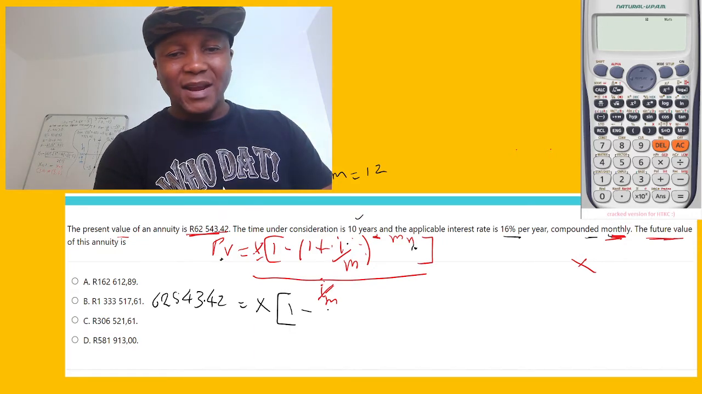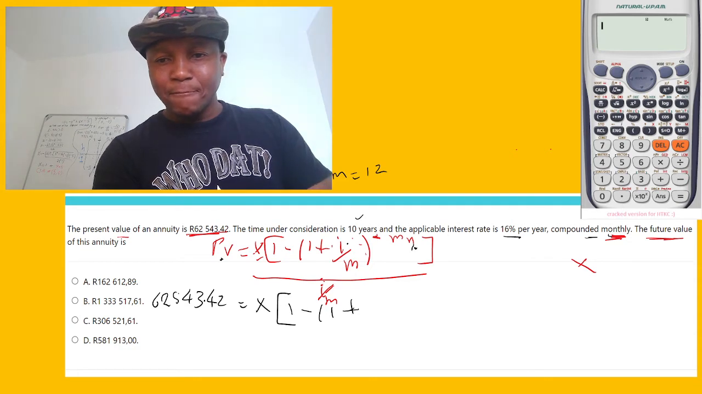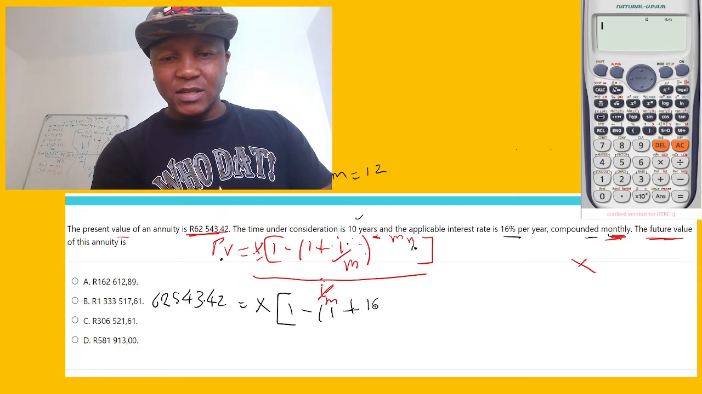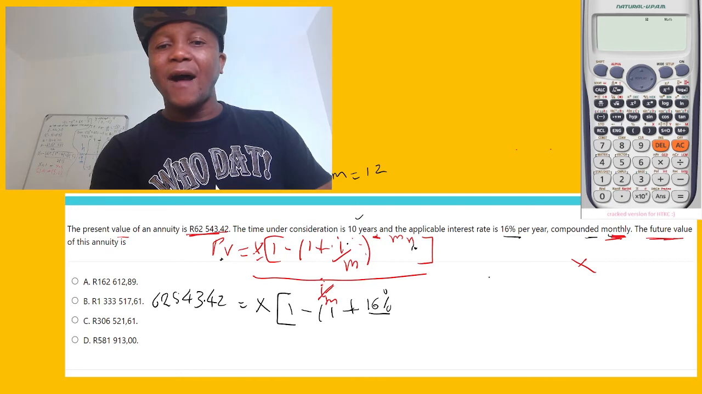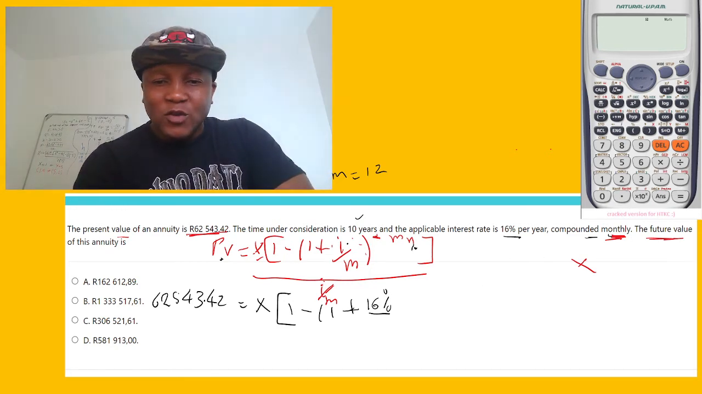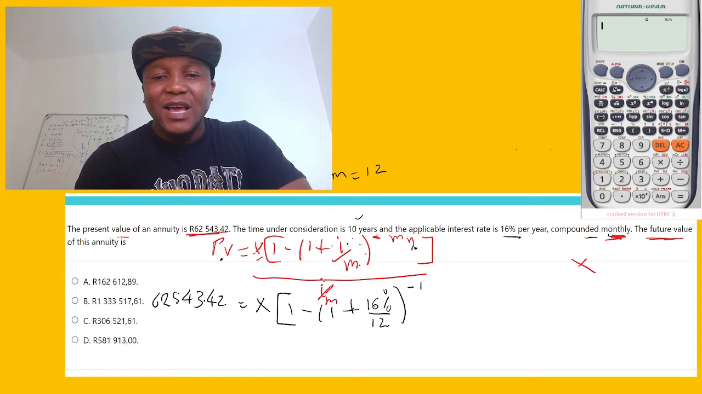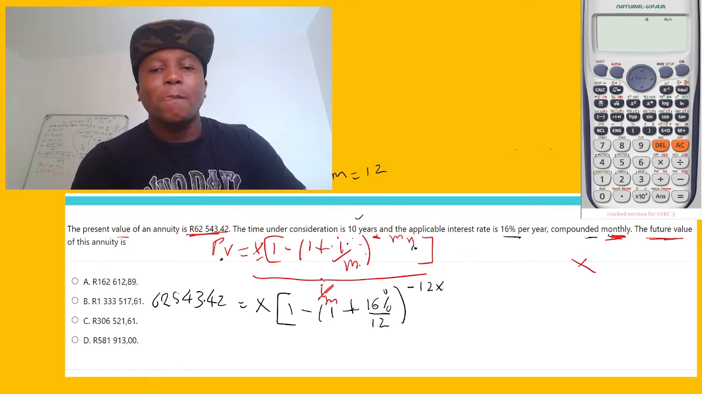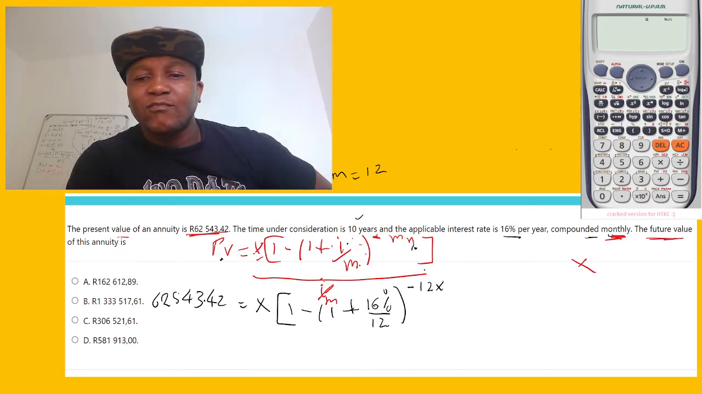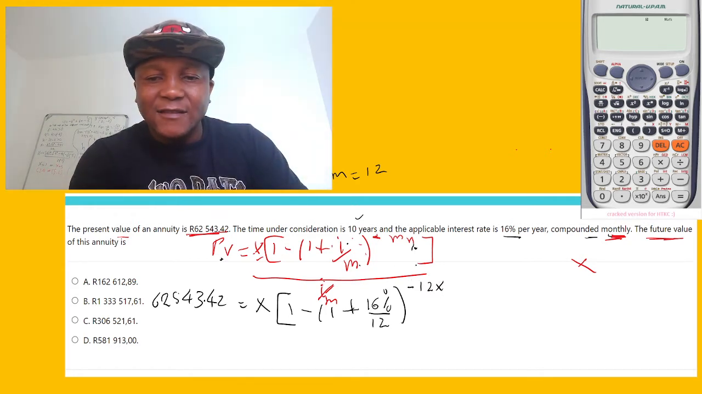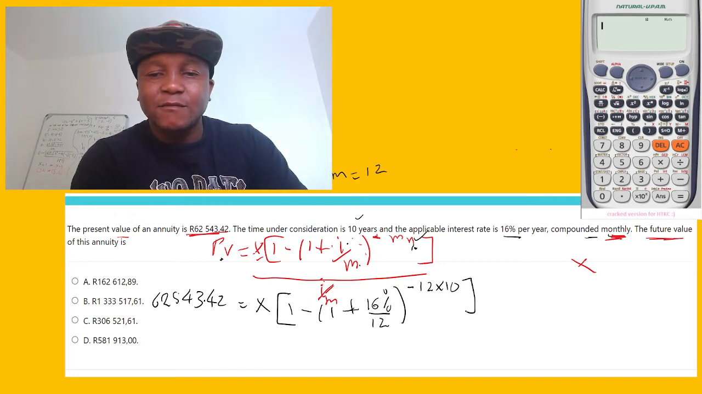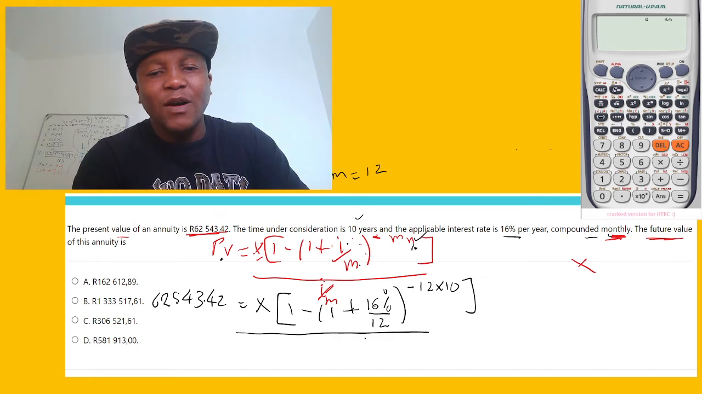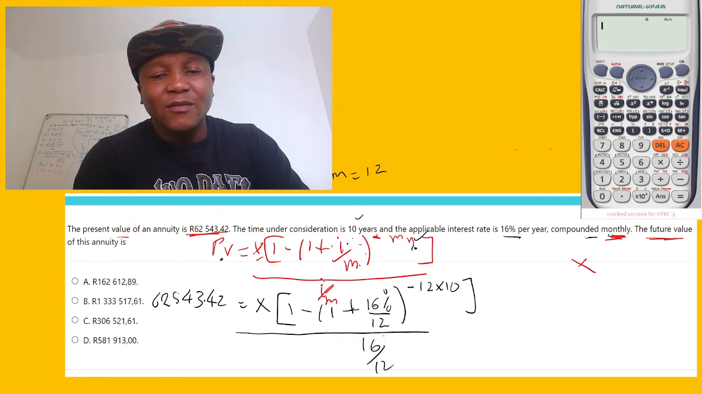Bracket 1 minus 1 plus the interest rate. What is the interest rate? The interest rate we've got is 16% compounded monthly, so m equals 12, in the bracket, negative m. But how many years? 10 years, n equals 10 years. Close the bracket there, over 16% over 12.